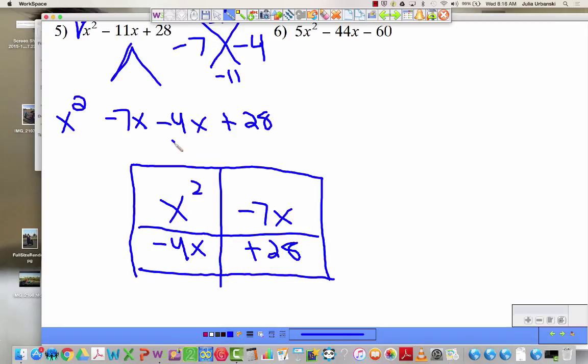X, what was this one? Negative 7. And this one was negative 4. X minus 4 and x minus 7.